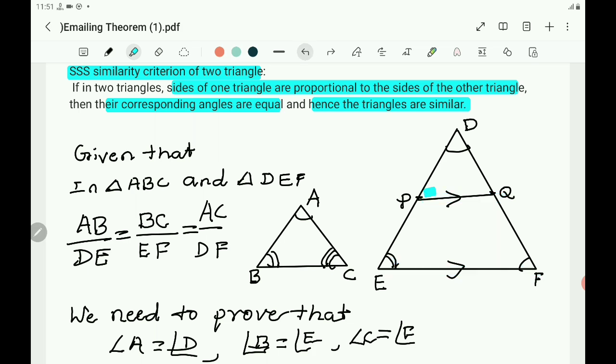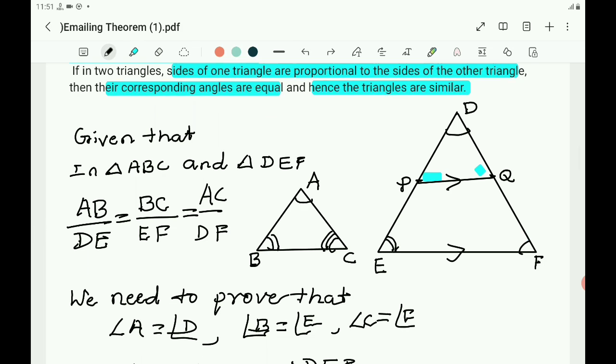So, which are the corresponding angles equal? Angle DPQ equals angle DEF. And also here DF is a transversal of the same parallel lines. Therefore, the angle DQP is equals to angle DFE, which are the pair of corresponding angles made by the transversal DF of the parallel lines PQ and EF. Therefore, we can write that angle DPQ equals angle E and angle DQP equals angle F.